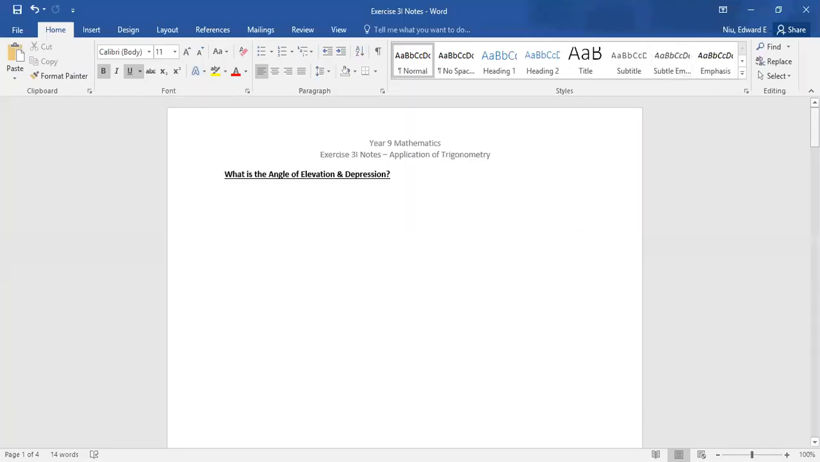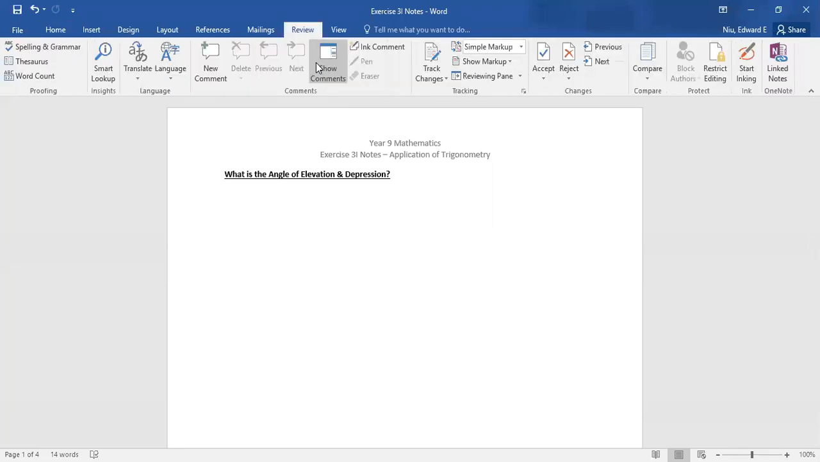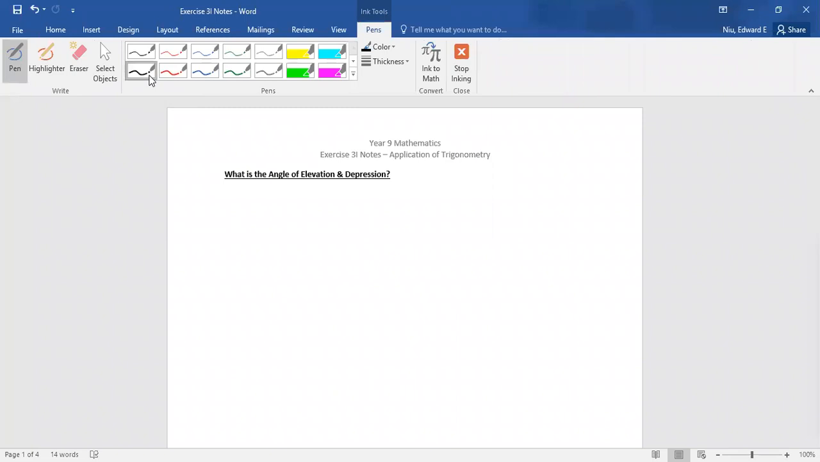Welcome to Monday's session. Today we're going to take a look at putting trigonometry together. So these are your application problems, which is your worded problems. But before we do, we have to understand what the angle of elevation is and what the angle of depression is. So imagine we have a cliff.